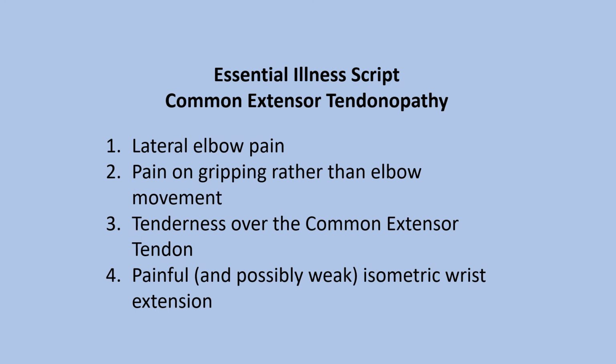Let's look at the essential illness script, or EIS, for common extensor tendinopathy. As you can see, it contains 4 features that pretty much define the average presentation of tendinopathy, and I think you'd find it difficult to see what else this could be. There are 1 or 2 conditions with atypical variants that might mimic 1 or 2 of these features, but as a group, they are the best fit for the condition, and it is a good example of abductive reasoning, as are all good essential illness scripts.